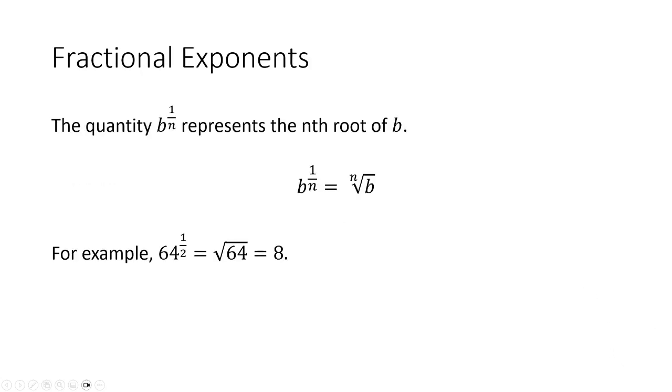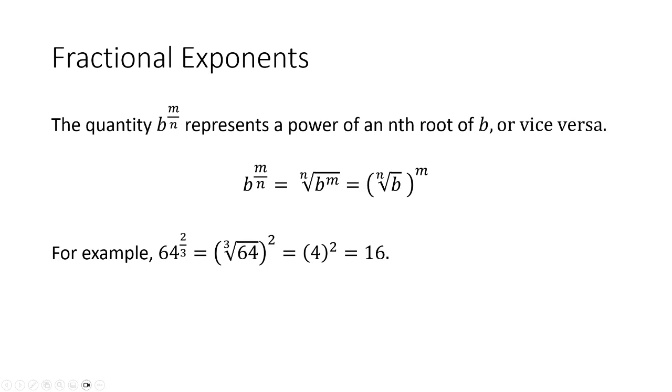It's also possible to have exponents which are fractions. If you see something of the form b to the power, and the power is of the form 1 over a number n, then this represents the nth root. For example, if you have 64 to the power 1/2, then that is equivalent to the second root, or the square root of 64, which is 8 units.